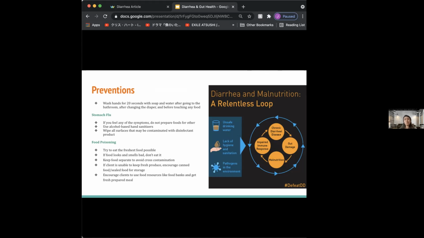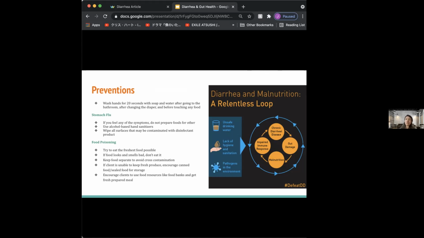I split up the prevention between stomach flu and food poisoning. Stomach flu is a virus, so if you feel any type of symptom, don't prepare food for others. We can tell our clients, hey, if you're feeling kind of sick, you've been throwing up, it's best if you don't share food, or don't prepare food for other people.